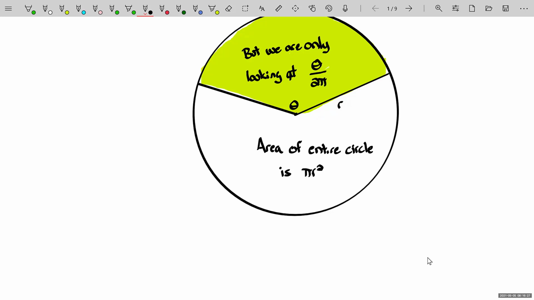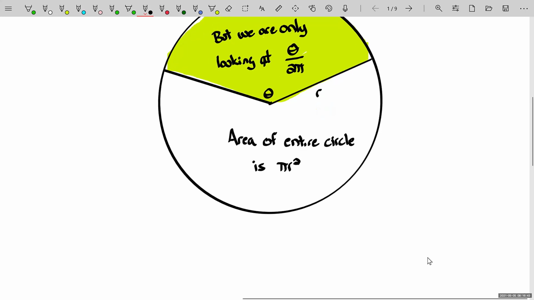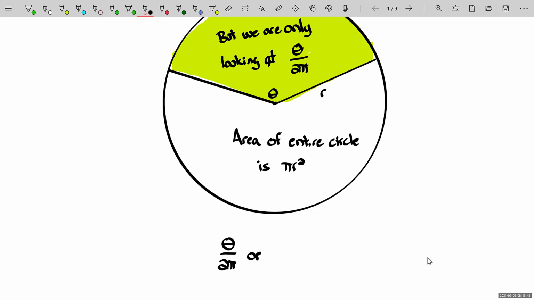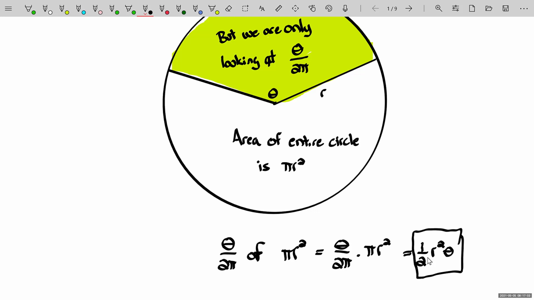That's the portion of the circle we're looking at, right? If I were looking at 2 pi out of 2 pi of that, then I'd be looking at the full circle. But right now, I'm only looking at a portion that is theta out of 2 pi of that entire circle. So the area is that portion of the full area. That is theta over 2 pi times pi r squared. The pi's cancel, giving 1/2 r squared theta. That is the area of a sector.